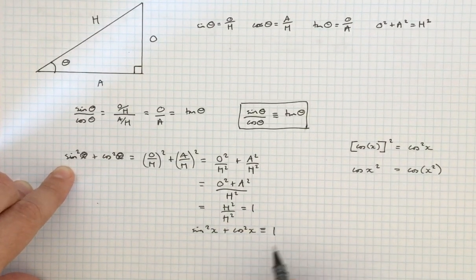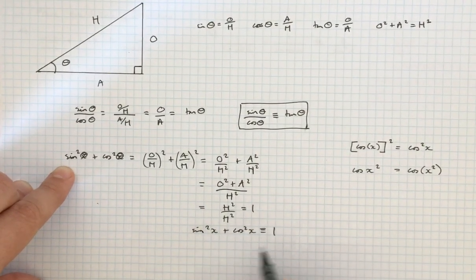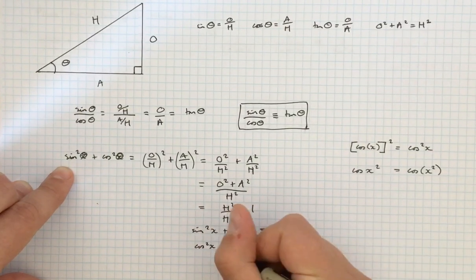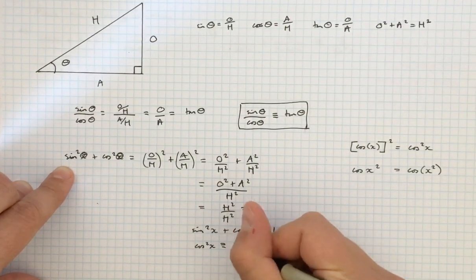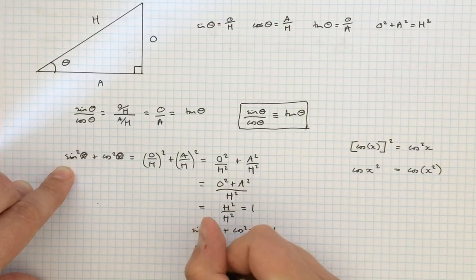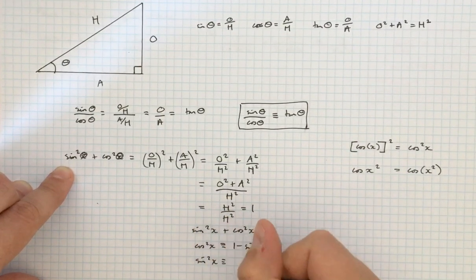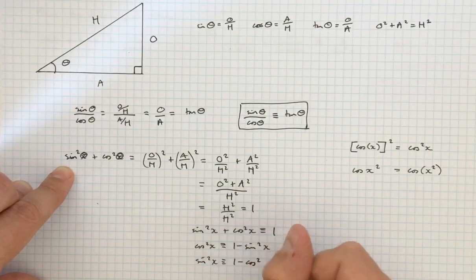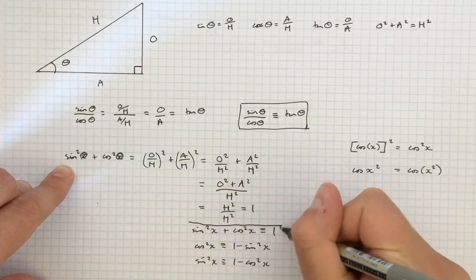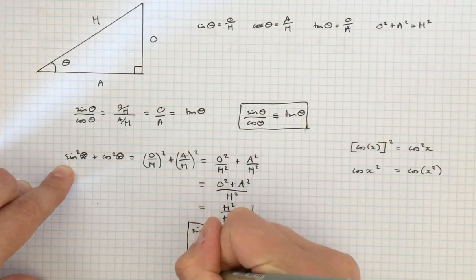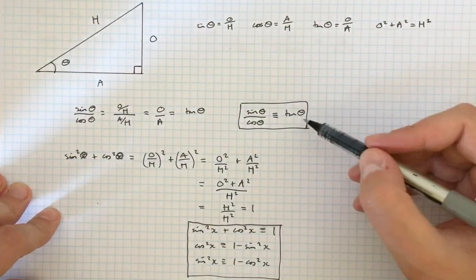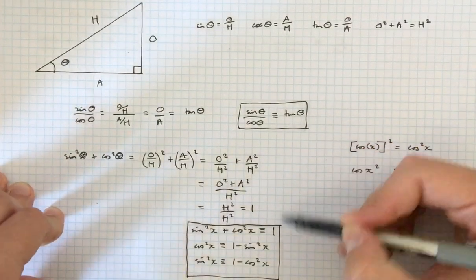It's also commonly used in slightly rearranged form, so it's not difficult to see that we could rearrange that to give us that cos squared x is the same as 1 minus sine squared x, and sine squared x is the same as 1 minus cos squared x. And those results are so important, I'm going to put them in a box. Okay, so you've got two key trig identities that you need to be familiar with and able to use.